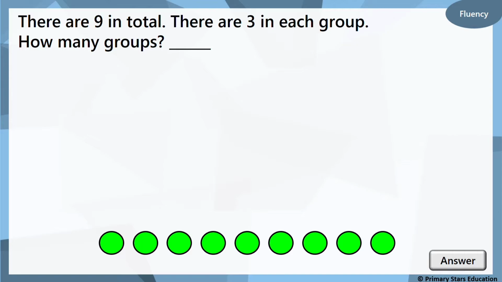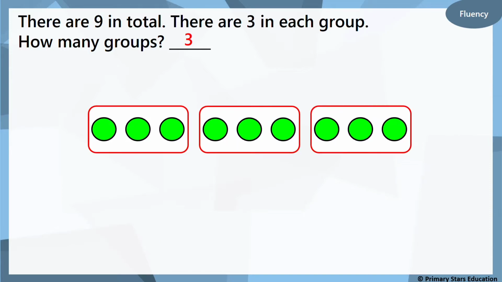There are nine in total. There are three in each group. How many groups? Pause the video. Three. Now before we go on to the next bit, if you need more practice with that, come up with some new ones. Sit down with your adults. See what you can come up with. See if you can come up with a new total and put them into different groups. You might find that not everything can be put in equal groups.